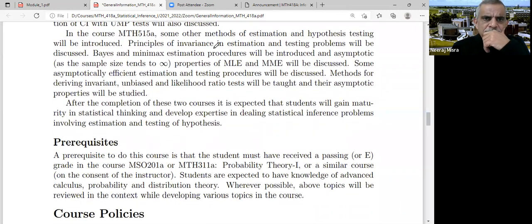Then in the follow-up course, which is Math 515A, some further methods of estimation and hypothesis testing will be introduced. There is a principle of invariance, which is very intuitive to apply. That would be introduced. Then some decision theoretic notions like Bayes estimators, Bayes decision rules, minimax estimators, and minimax decision rules would be introduced. Asymptotic properties of the maximum likelihood estimator and method of moments estimators would also be discussed.